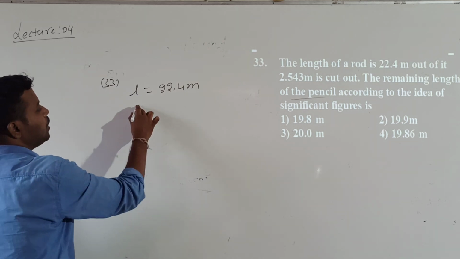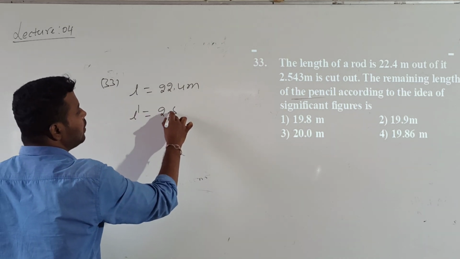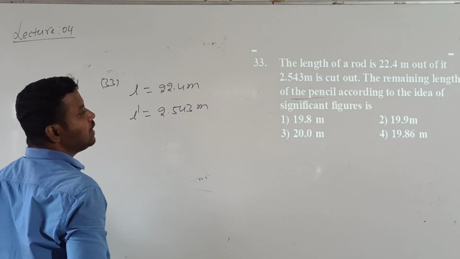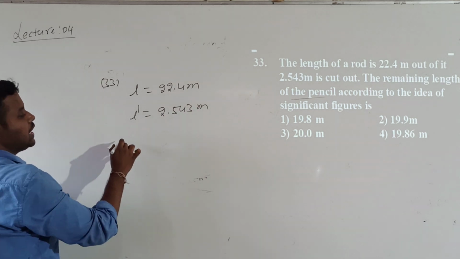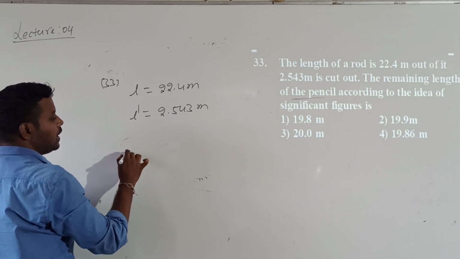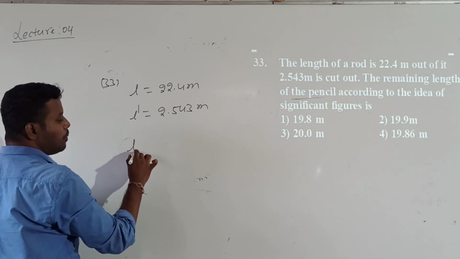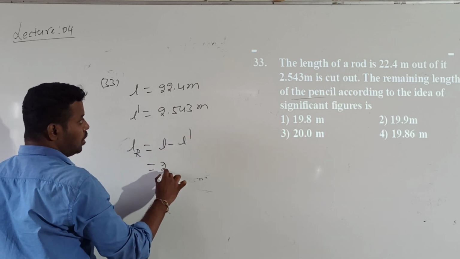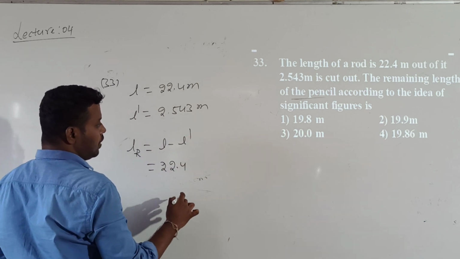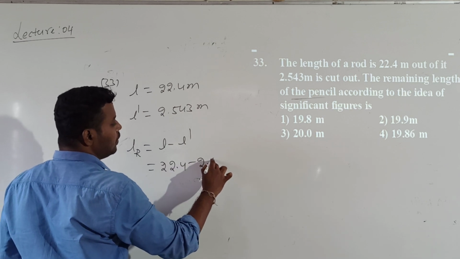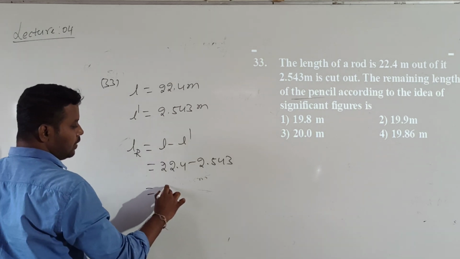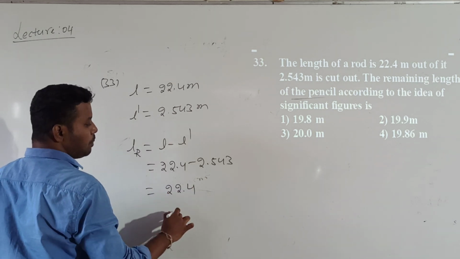And how much part they removed? L dash value: 2.543 meters removed. The remaining length of the pencil, according to the idea of significant digits. What is the remaining length? So L remaining will be equal to L minus L dash. So 22.4 minus 2.543. So how much will I get? This is 22.4. Here only I will do the subtraction.